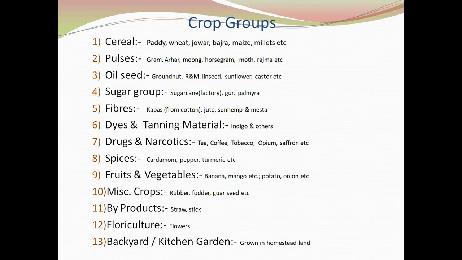and others. Fruits and vegetables, banana, mango, papaya, pomegranate, these are fruits and vegetables. Potato, onion, carrot, radish, bitter gourd, etc. Miscellaneous crops are rubber, fodder, seed, etc. Under byproducts, we take straw and sticks. Under floriculture, we take flowers. Also, backyard and kitchen garden is taken into consideration, which is where we grow something in homestead land.